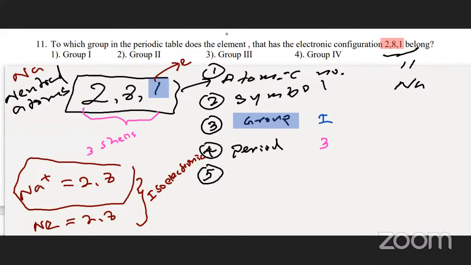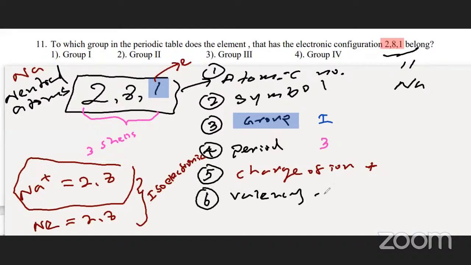By looking at the configuration, you can tell the group, period and charge of the ion formed. The charge of the ion will be +1, positive, not 2 plus. Then number 6, the valency. Valency is the number of electrons gained, given out or shared by an atom. Valency is 1. Then you can tell the number of bonds. Valency is equal to the number of bonds. The number of bonds formed by sodium will be 1: NaCl, not NaCl2.